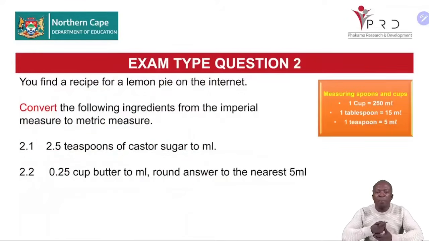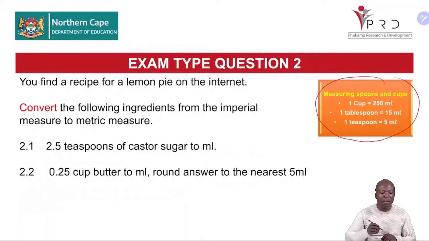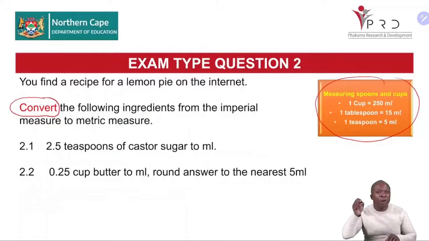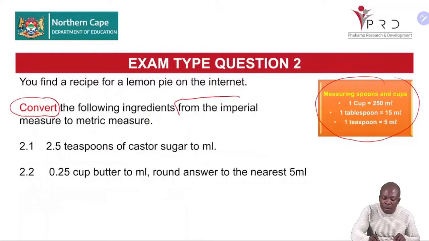Let's look at another possible exam question. How does the examiner structure the question? It says you find the recipe for a lemon pie on the internet. So they have given us on our right side here information that we may need. Look at the first word. The examiner says what? Convert. Convert the following ingredients from imperial. So we are changing it from imperial to metric.